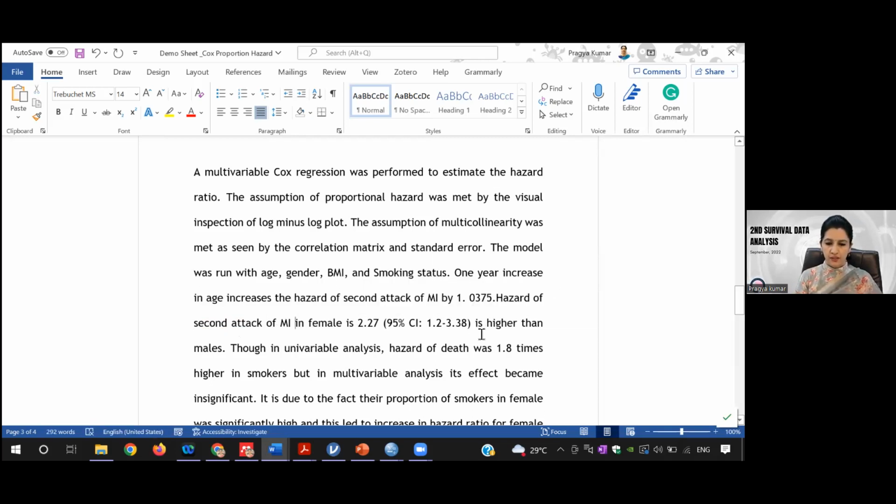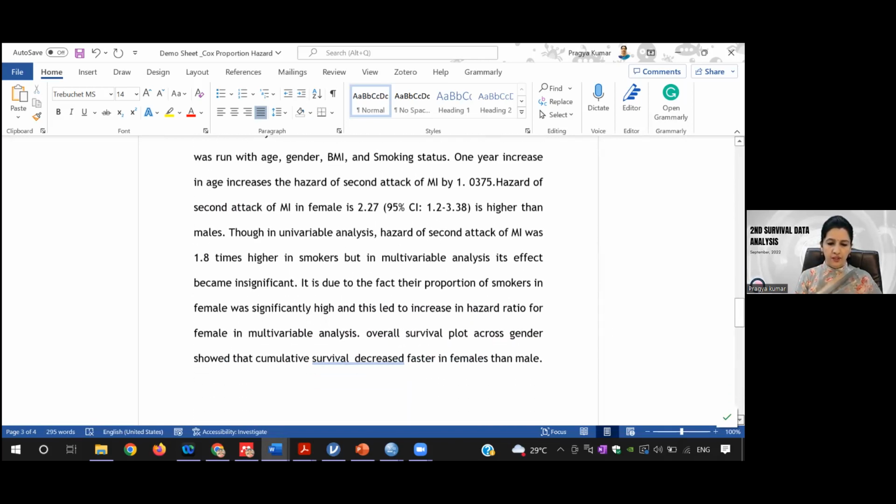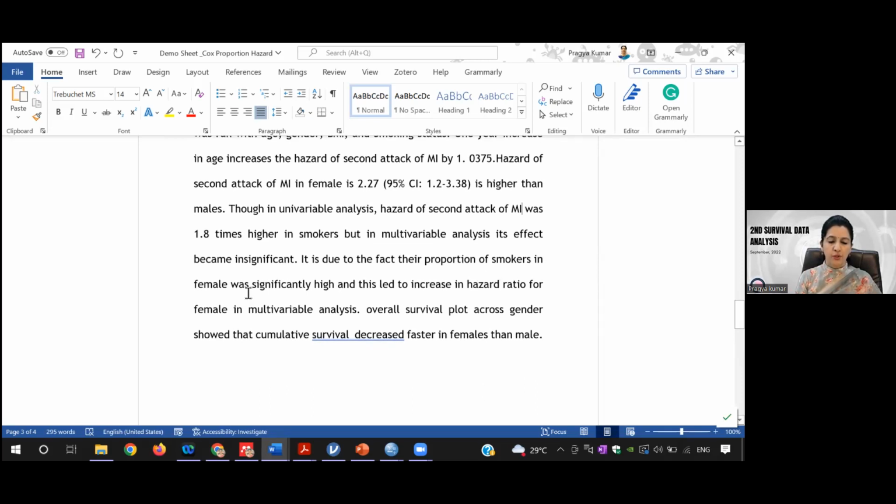In female, it is that many times higher. In univariable analysis, the hazard of death was 1.8 times in smokers, but in multivariable it becomes insignificant. This is due to the fact that the proportion of smokers in females was significantly high, and this you can check with the descriptive.